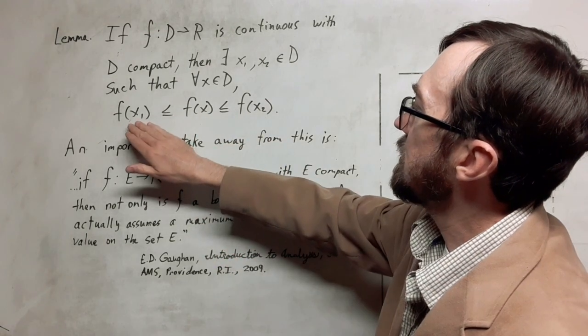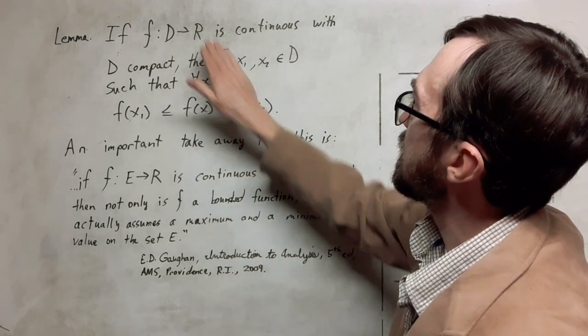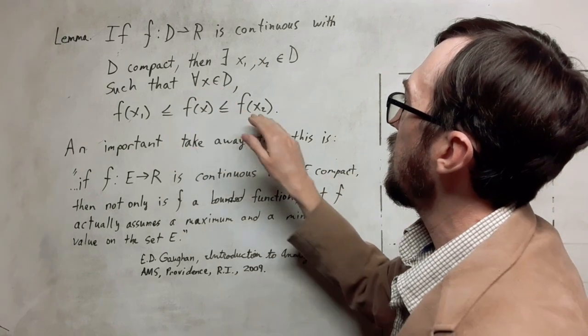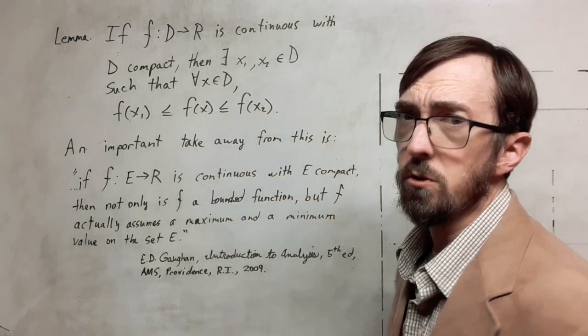Essentially, this is the smallest number in our range. This is the largest number in our range. So any number that we choose either has to be between them, or we've re-chosen one of the ones that we've already chosen. That's where you get the equality from.